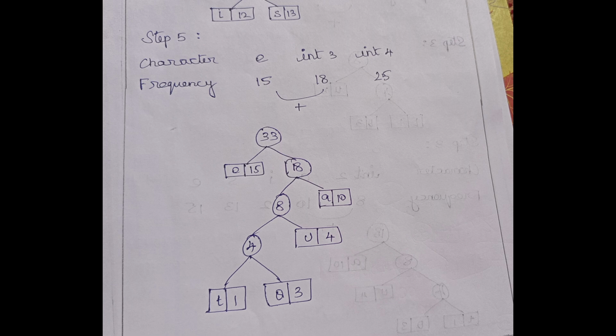The left node contains E with the frequency 15 and the right node we have 18, the internal node 3. Now we have to split the internal node into left and right. The left contains internal node 2, 8, and the right contains A with frequency 10. Now we have to split the internal node 2 and also internal node 1.